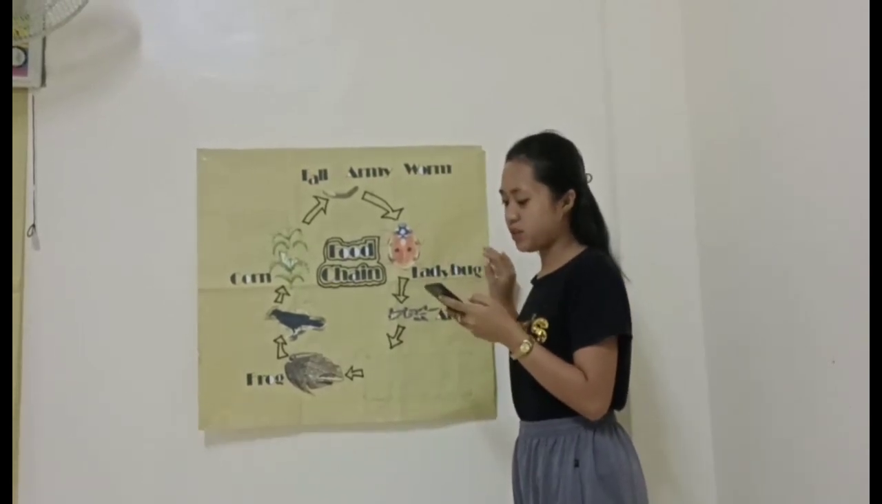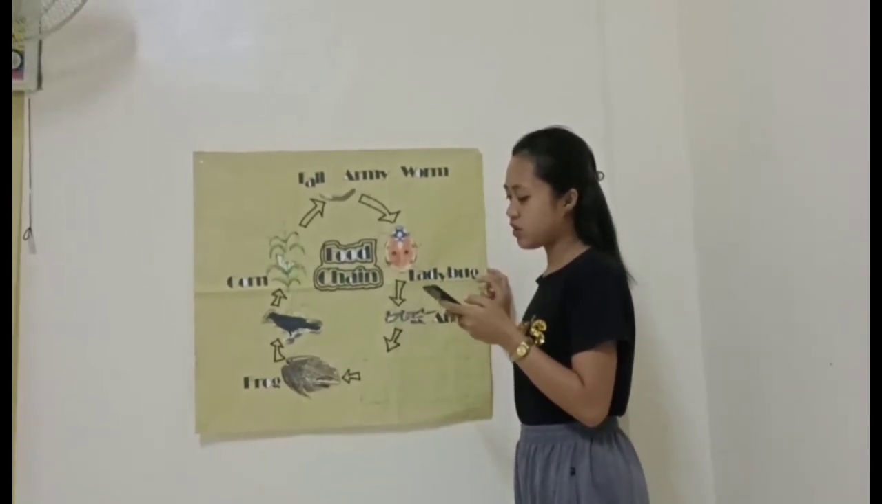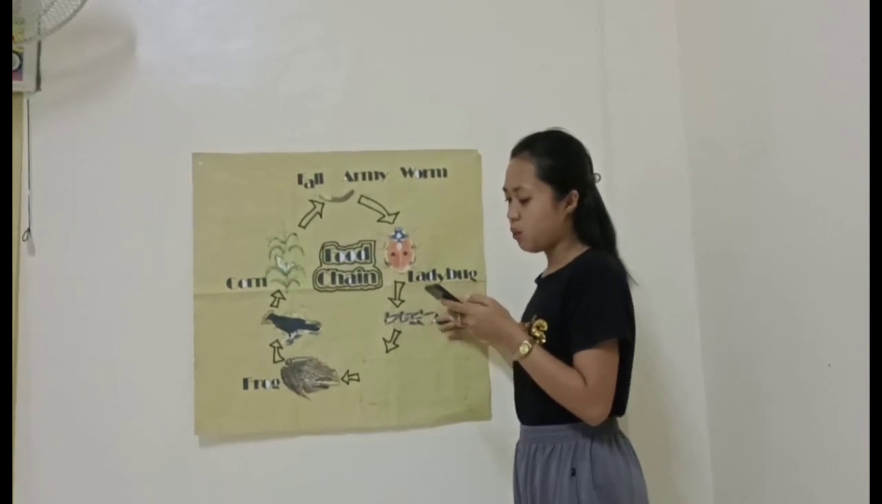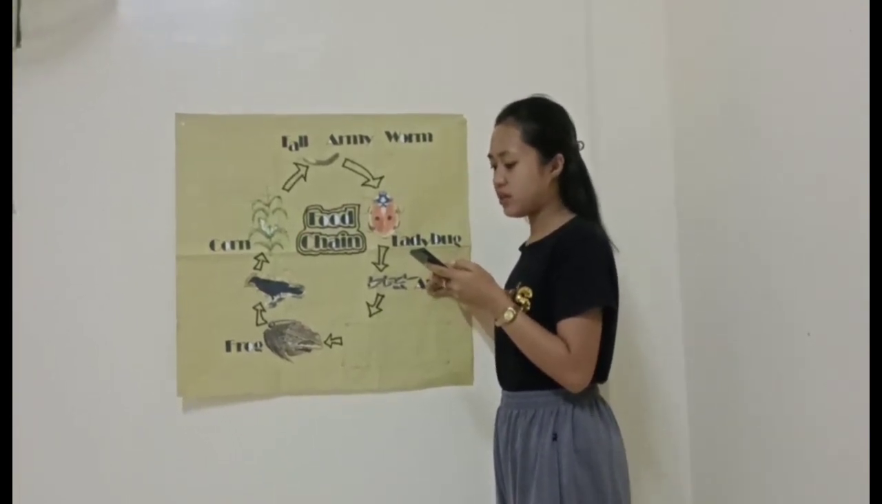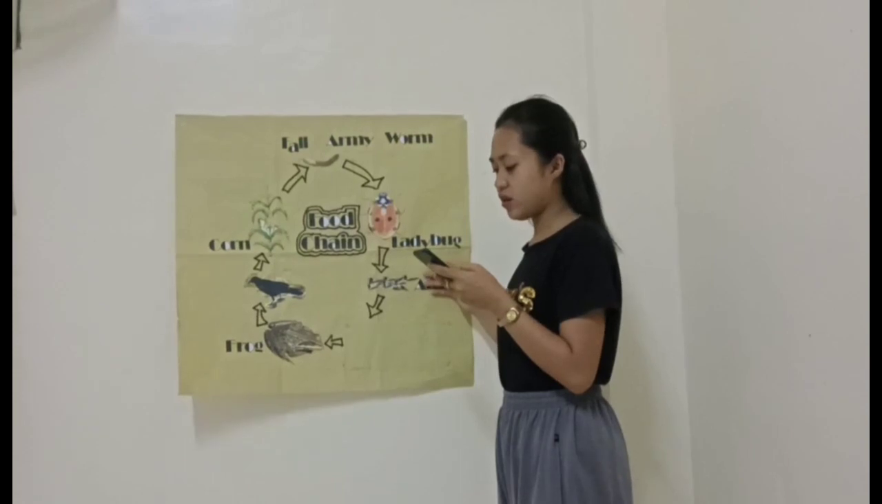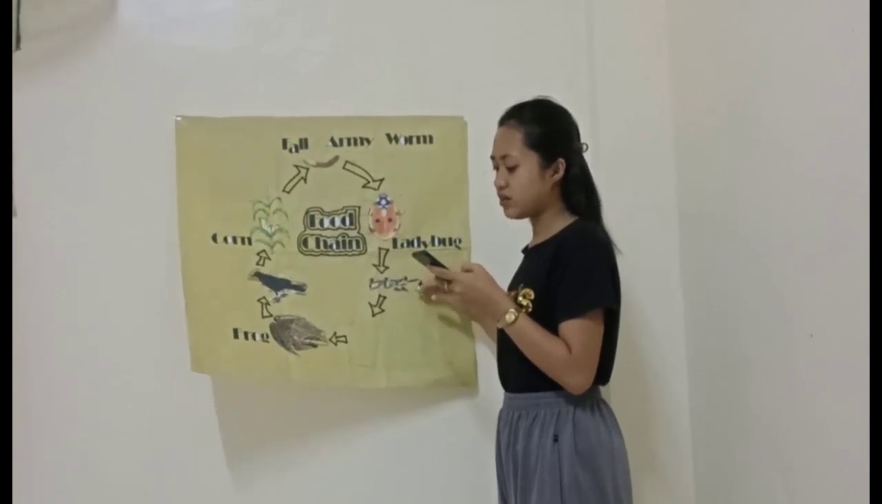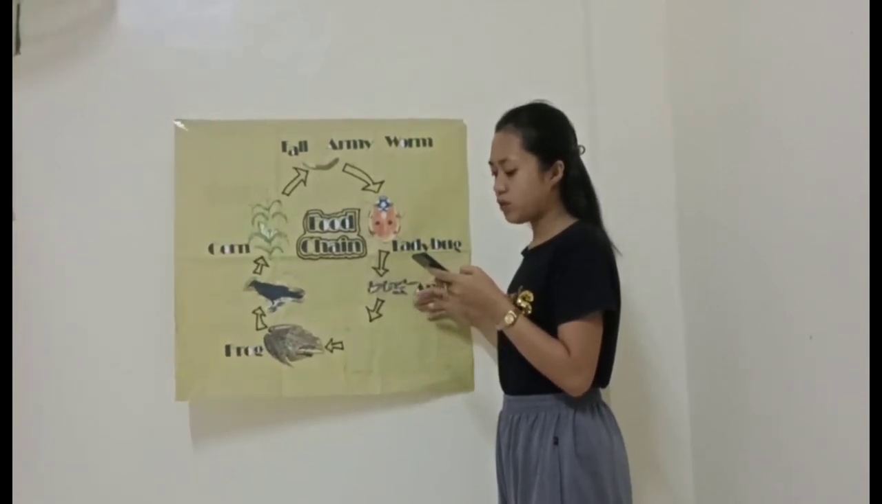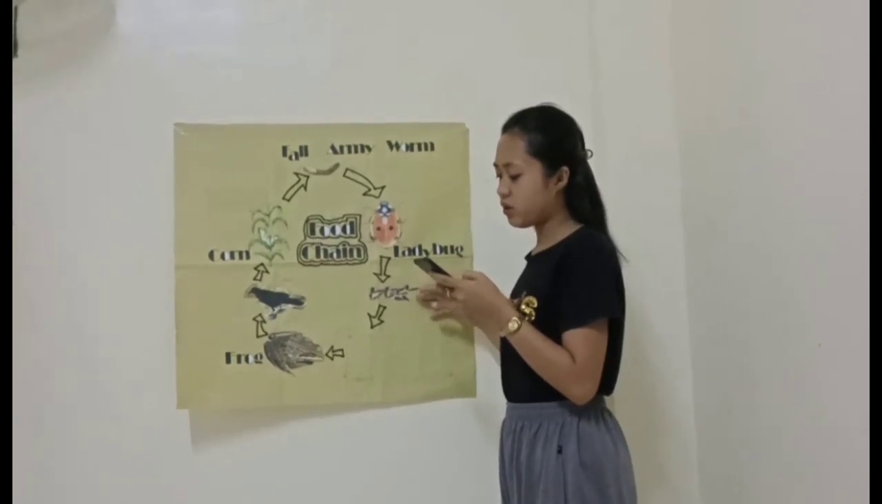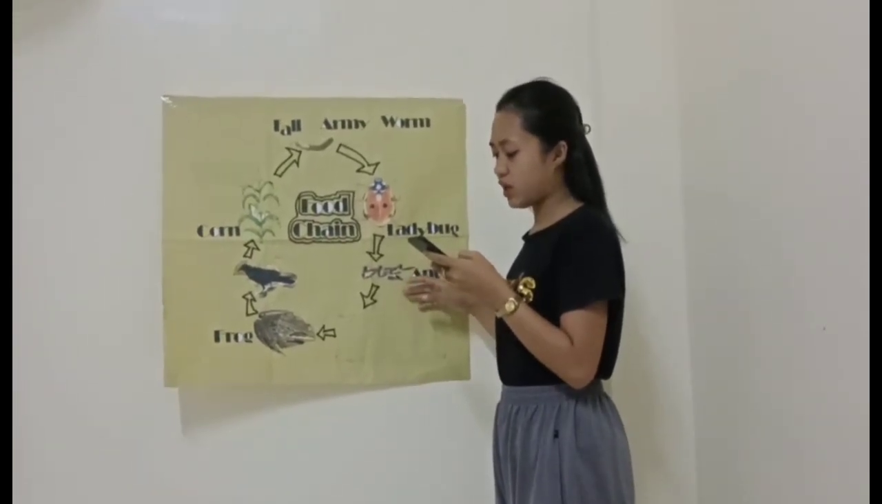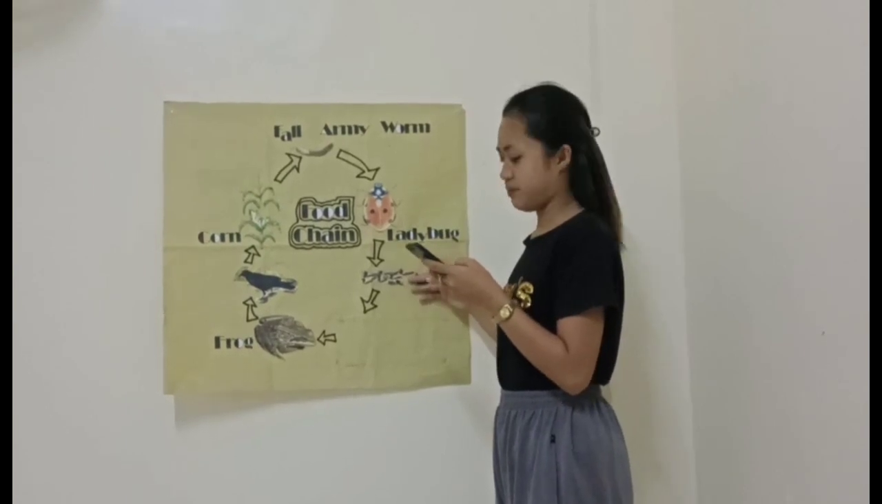Food chain. What is the food chain? A food chain refers to the order of events in an ecosystem, where one living organism eats another organism, and later that organism is consumed by another larger organism. The flow of nutrients and energy from one organism to another at different trophic levels forms a food chain.